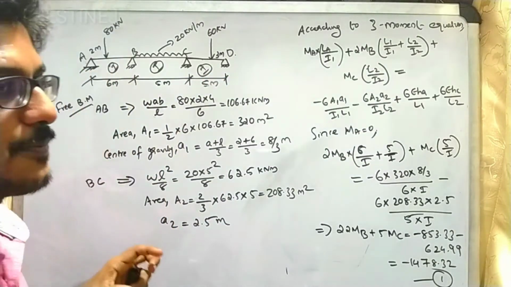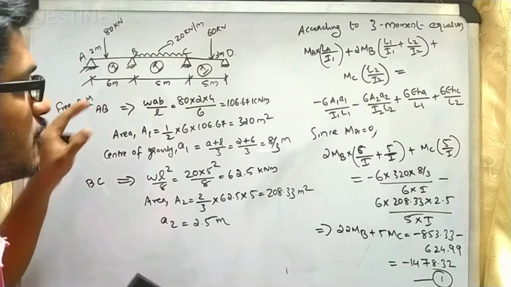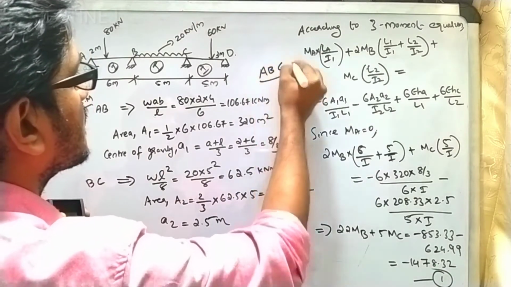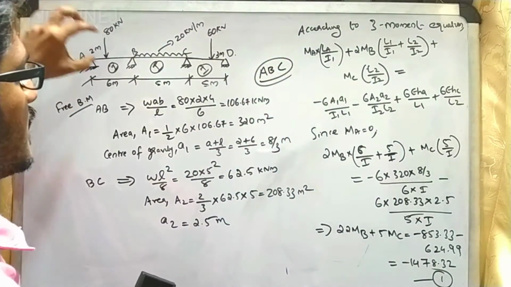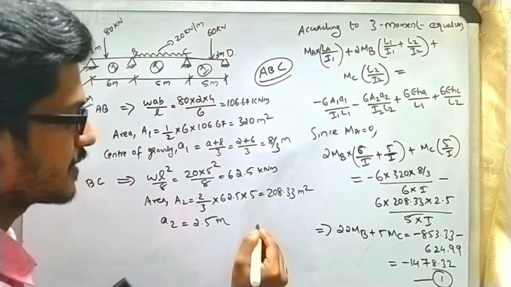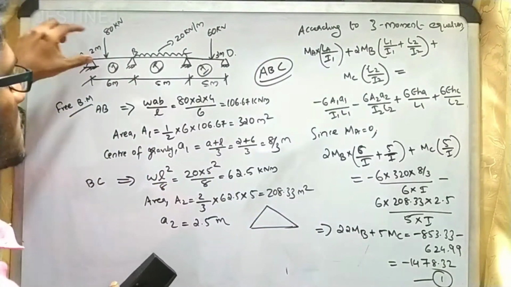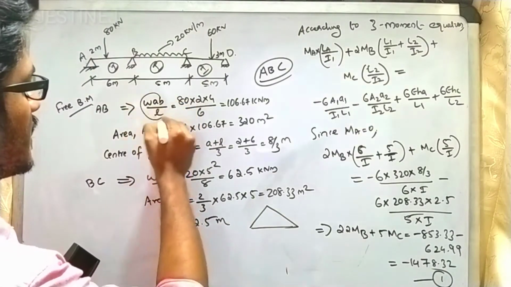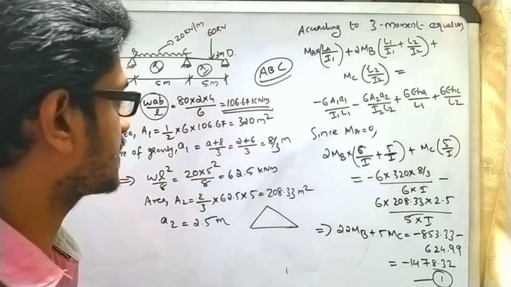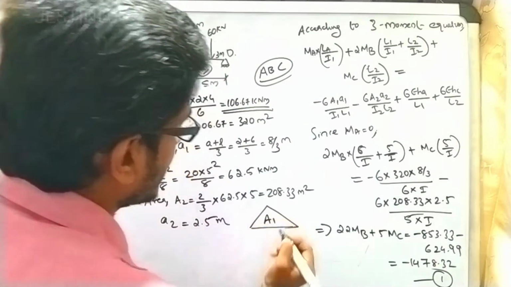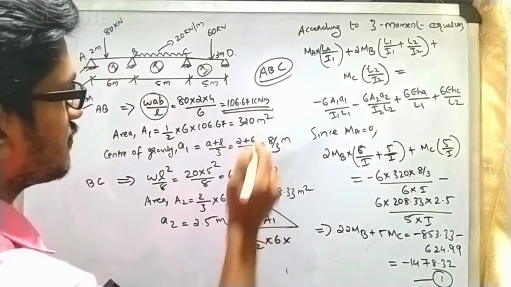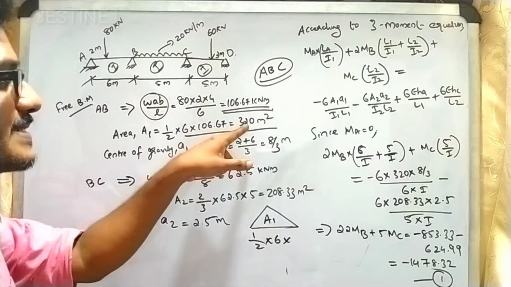Okay, so our first step is to draw the free moment diagram. First of all, we have to consider the ABC span only. When considering the AB span, the free moment diagram is going to be a triangle shaped diagram. And this load is not acting at the center, so the equation will be W a b by L, and you will get the magnitude as 106.67 kilonewton meter. You can also calculate this area A1, that is equal to half multiplied by span length 6, then magnitude 106.67, and you will get the value as 320 meter square.